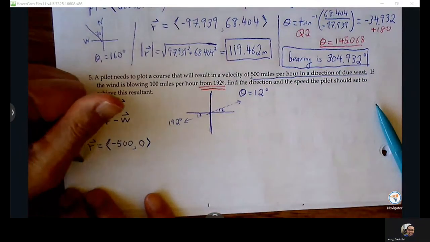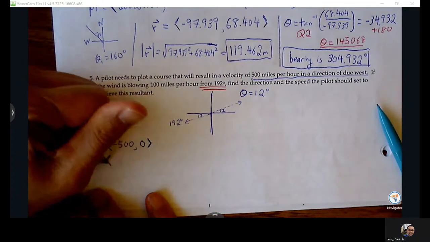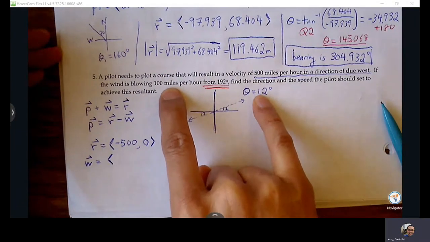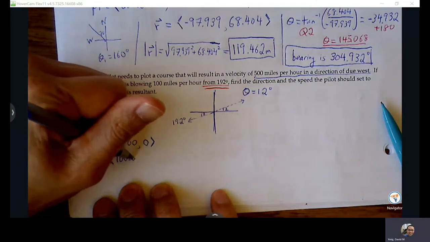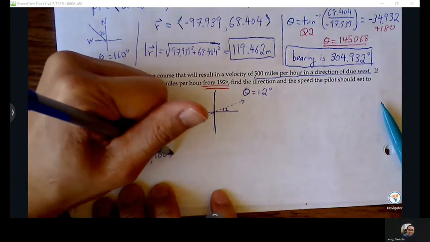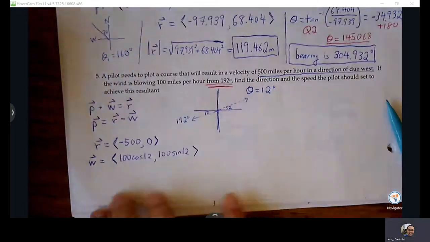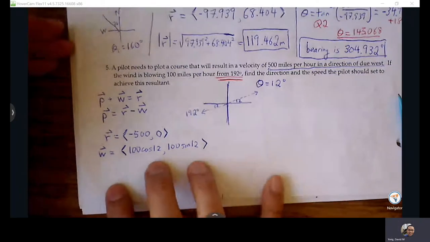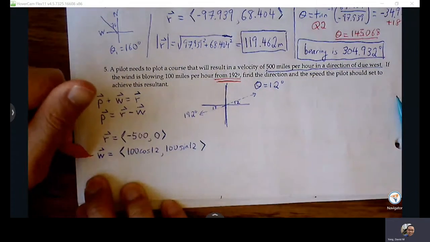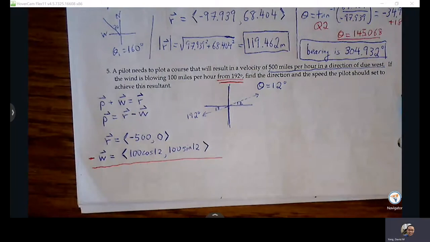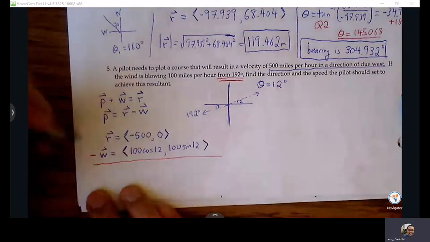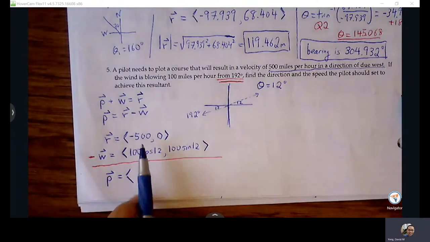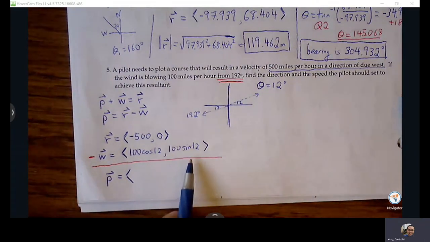So here's our wind. 100 miles per hour, that 100 is our magnitude, and the angle is 12. So it's going to be 100 cosine 12 and 100 sine 12. Okay, we have to subtract them, right? So I'll make sure that we put a minus sign. Now we're subtracting each of these components to get to the plane's vector. So we need to do negative 500 minus 100 cosine 12, and then 0 minus 100 sine 12.